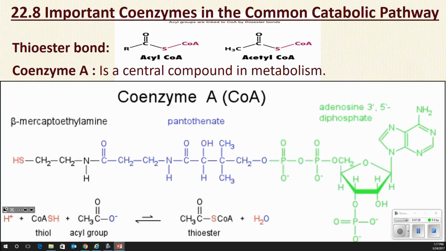Okay, let's go on to this. Important coenzymes in the common catabolic pathway. We've got the thioester. Remember, the thioester is just an ester with a sulfur instead of the oxygen, and it's connecting a CoA. So coenzyme A is a central compound in metabolism. As we look at coenzyme A, it has specific parts. We've got the beta-mercaptoethylamine, don't ask me how to say that out loud.